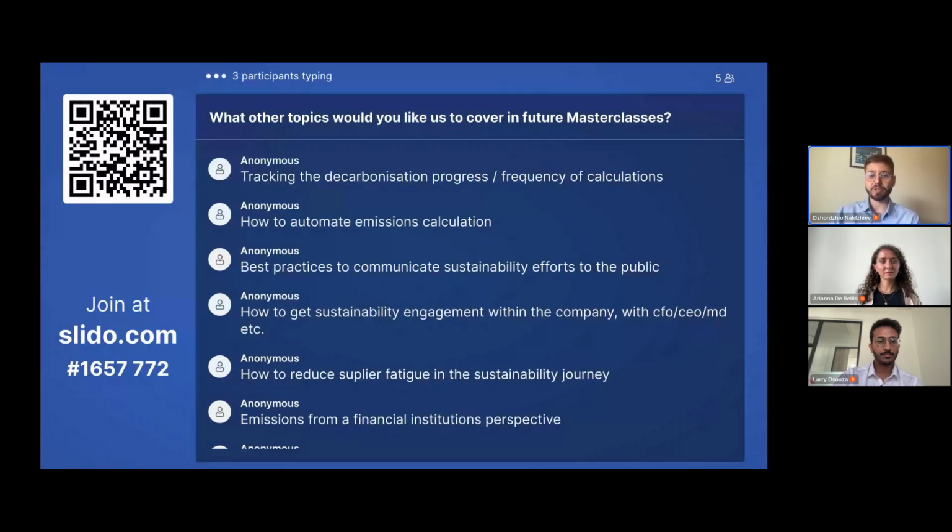How to automate emissions calculations. I would just say, please book a demo. We'll talk you through that. Decarbonization progress, frequency of calculations, plus one on the demo. Supplier fatigue on the sustainability journey. That's a great one. The trends that I'm seeing at the moment are two themes. One is around supplier engagement. The other is more about internal communication, leadership, and external communication with the public. Brilliant.